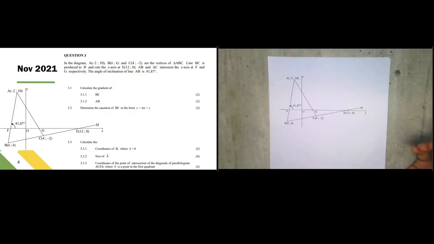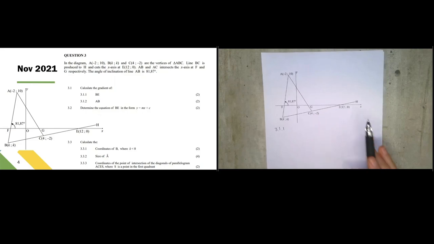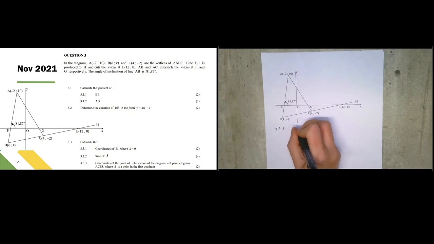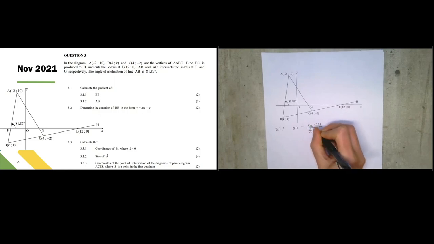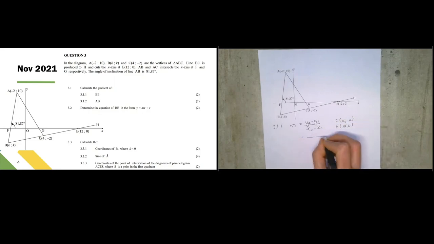So our first question, question 3.1.1. They ask me to calculate the gradient of line BE. So line BE runs from there to there. Remember, you can use any two coordinates on line BE to calculate the gradient. So I can use C and E, and I can use my gradient formula. So m equals y2 minus y1 divided by x2 minus x1. And what I always do is I write down on the side for myself, I'm going to use coordinate C, which is (4; -2), and E, which is coordinate (12; 0). Remember, it does not matter which one you use as the first coordinate or the second one, just as long as you stick to what you're doing.